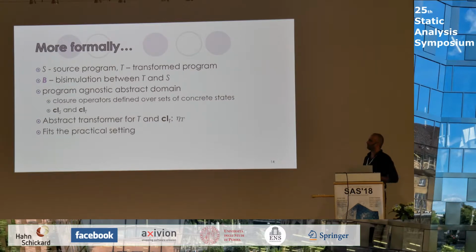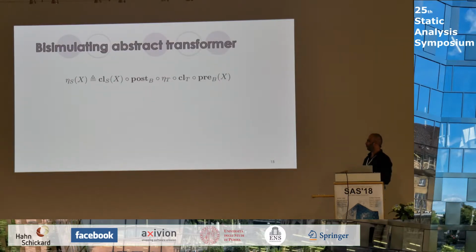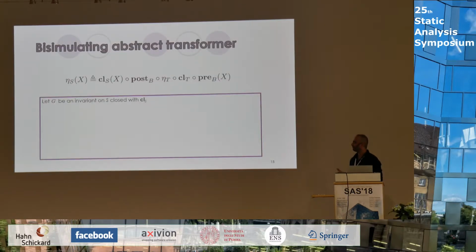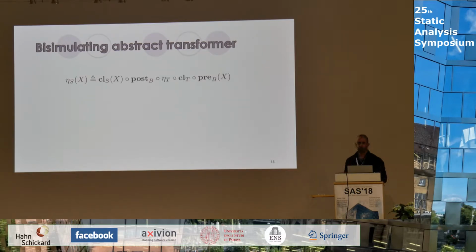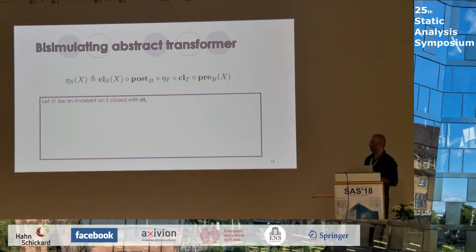So the actual transformer looks as follows. I'm going to explain it piece by piece. We start with some set of states x on the source. We jump to the target program. We make sure we stay within the abstract domain we chose. We make a step.